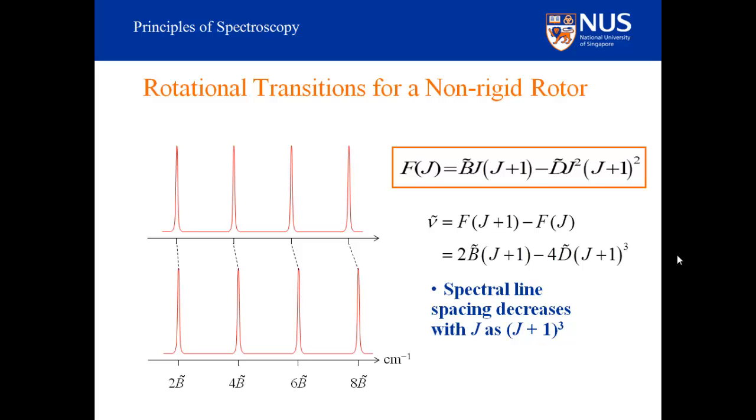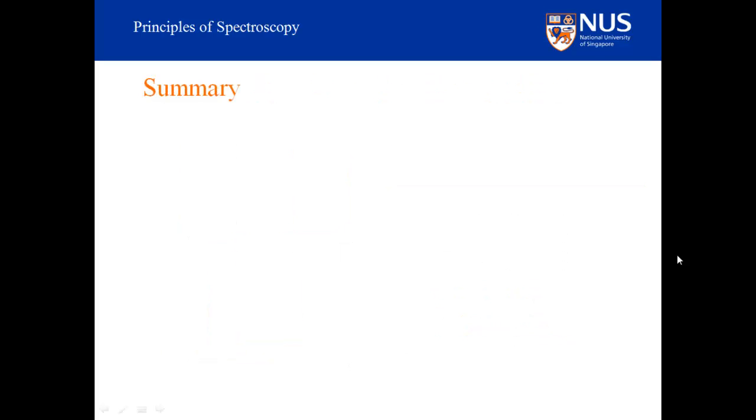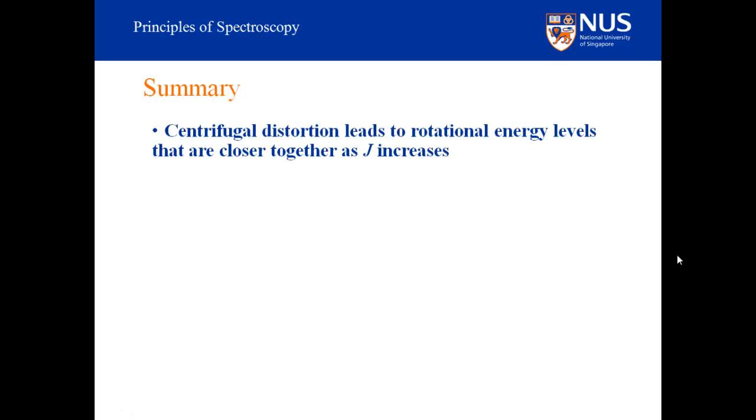And again, you can see why this reduced gap becomes more easily visible as you go to higher J values. It is because the spectral line spacing depends on J plus 1 cubed. So if J is very large, I'll be subtracting a very large value as we go to higher levels. In summary, centrifugal distortion leads to rotational energy levels that are closer together as J increases.